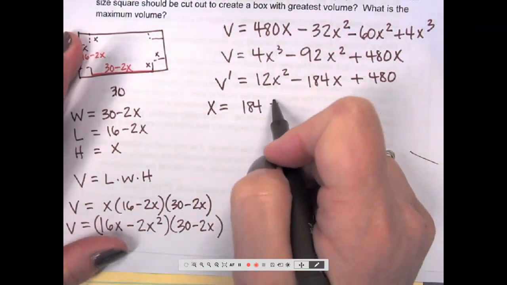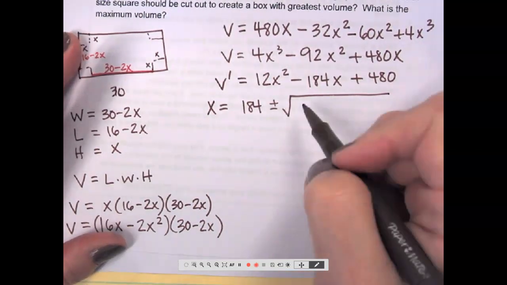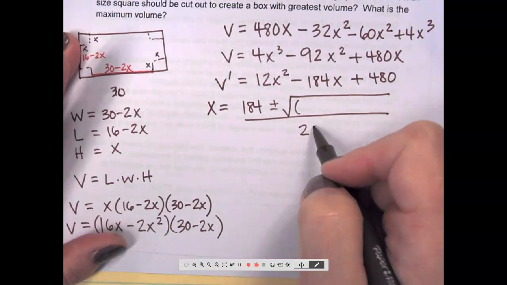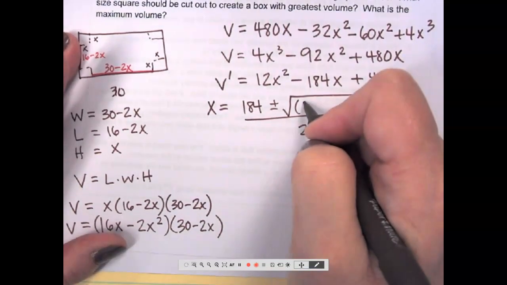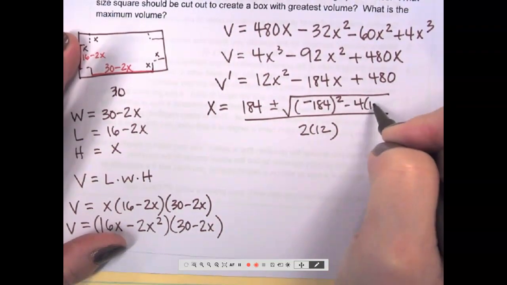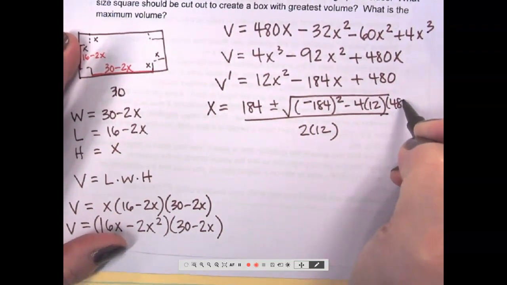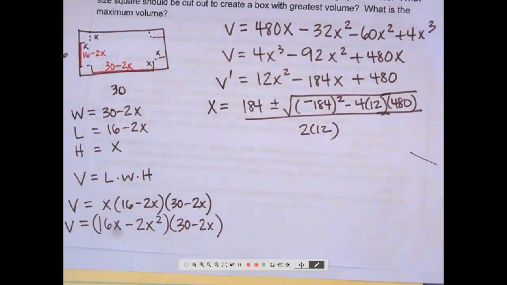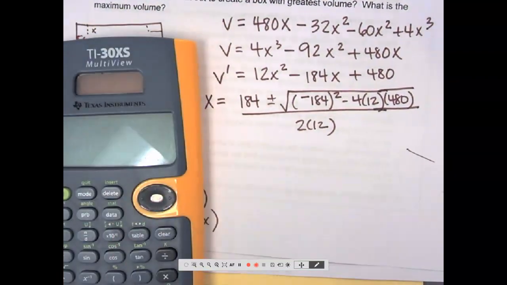There's my negative b, plus or minus square root, all over 2a. All right, I'll get that in there. There we go. B squared minus 4ac. That is something you need to know. It comes in handy. Okay, so let's plunk away on our calculators and see what we get.